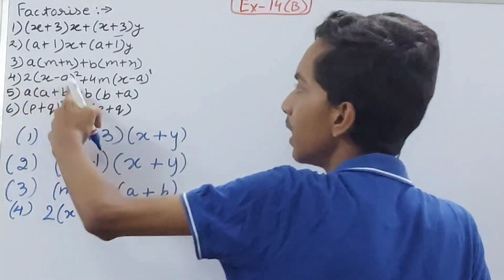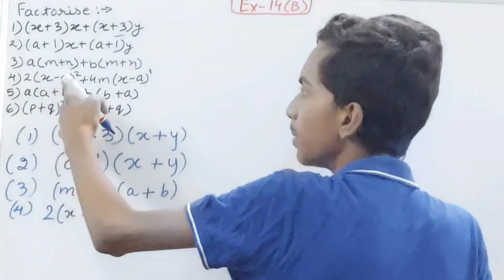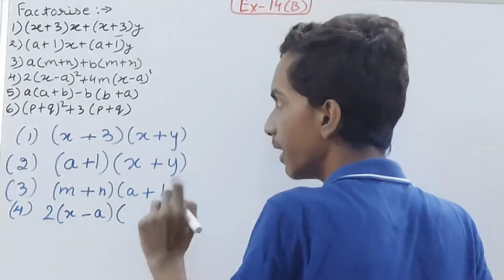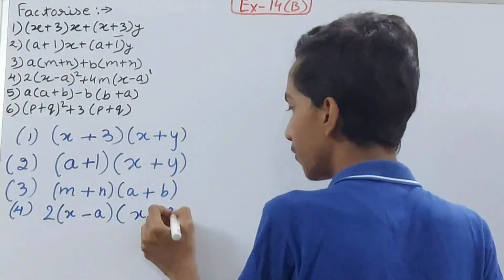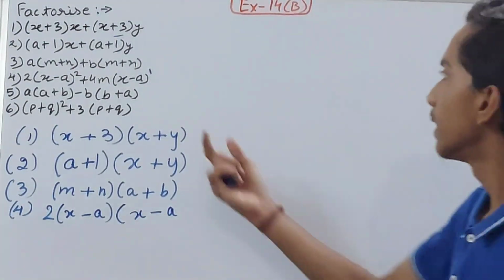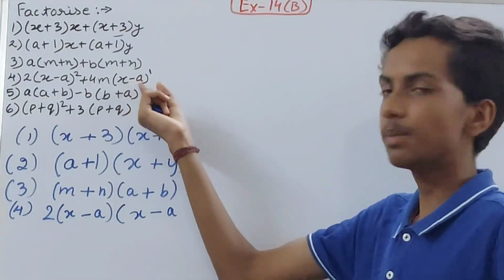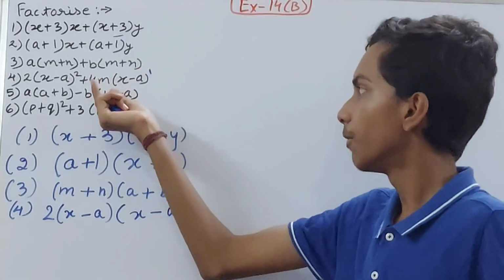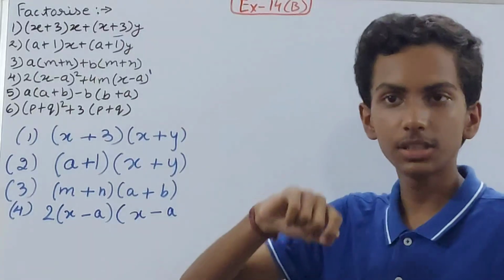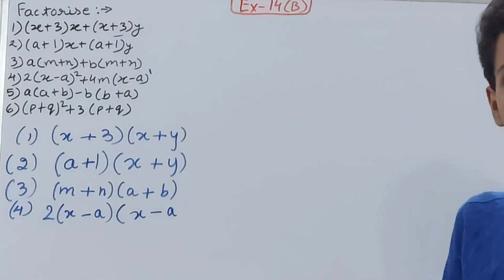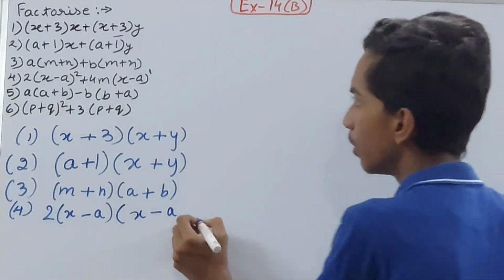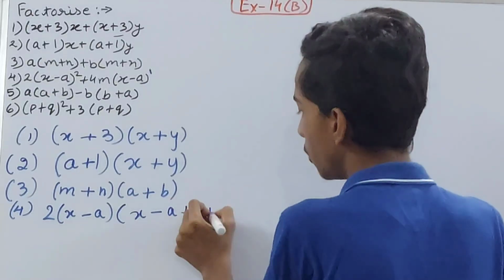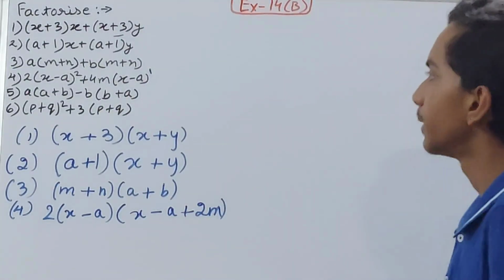Now here you are left with what? 2 is gone, (x − a) square. So again only one x minus a we have taken, so you are still left with x minus a here. And then over here what are you left with? (x − a) is gone, and here 2m, so sorry 4m. So from 4m you divide by 2, so you are left with what? 2m. Okay, so plus 2m, that becomes the answer, right?